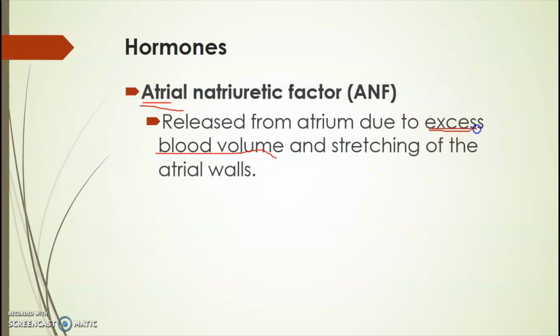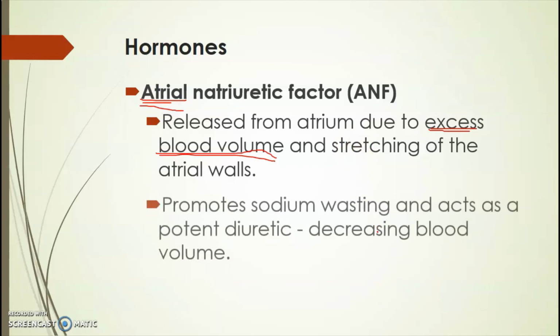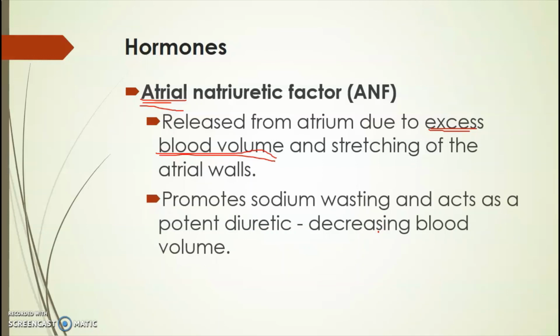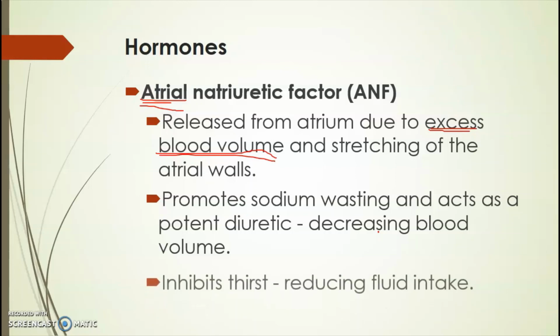When it is released because of excess blood volume, ANF will result in decreasing the blood volume, since we have an excess. So it promotes sodium wasting and acts as a potent diuretic, and that will lead to decreased blood volume. So earlier, aside from the ADH, which will determine the amount of fluids to be released, taken in, and retained in the body, we have your ANF, whose main focus is to remove excess fluids from our body to maintain a normal blood volume. So that is your atrial natriuretic factor, or ANF.